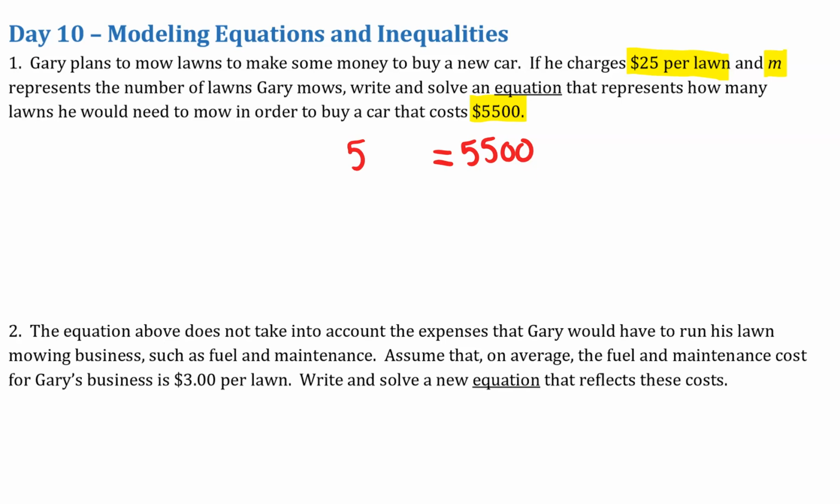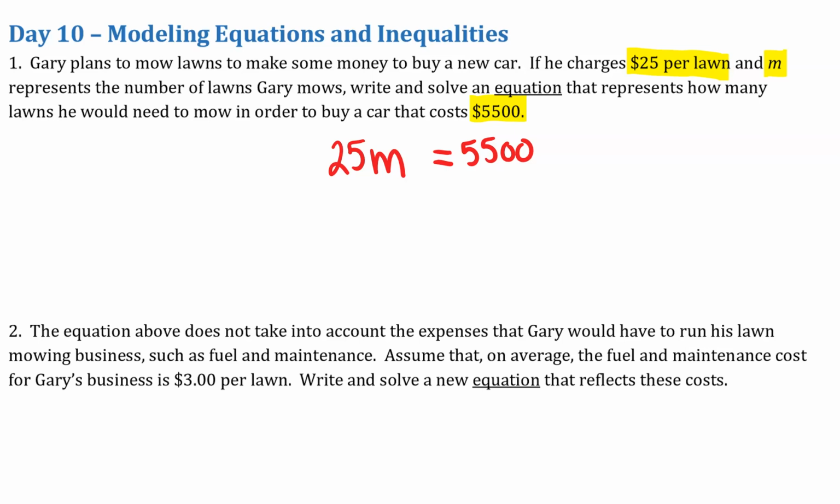It's going to be 25M. And that's all the information we have, so that's my entire equation: $25 times the amount of lawns he mows should equal $5,500.